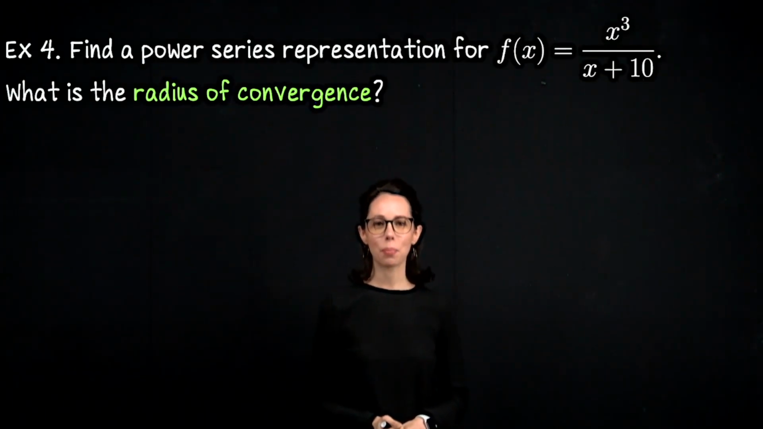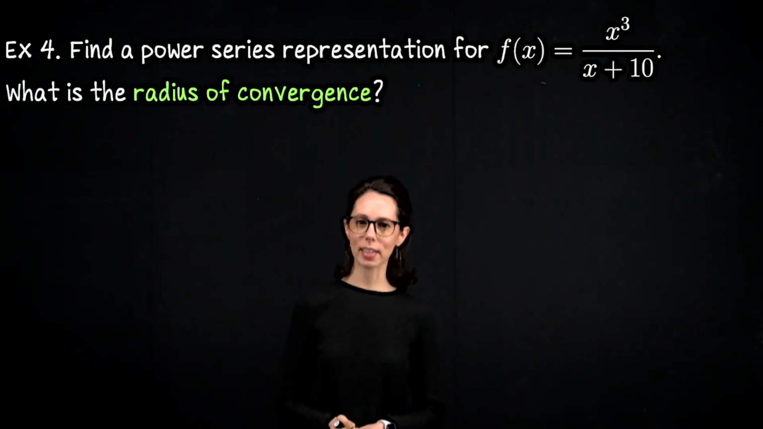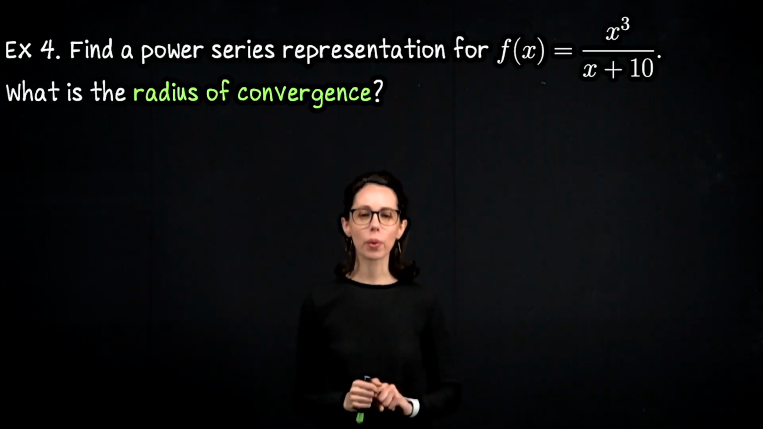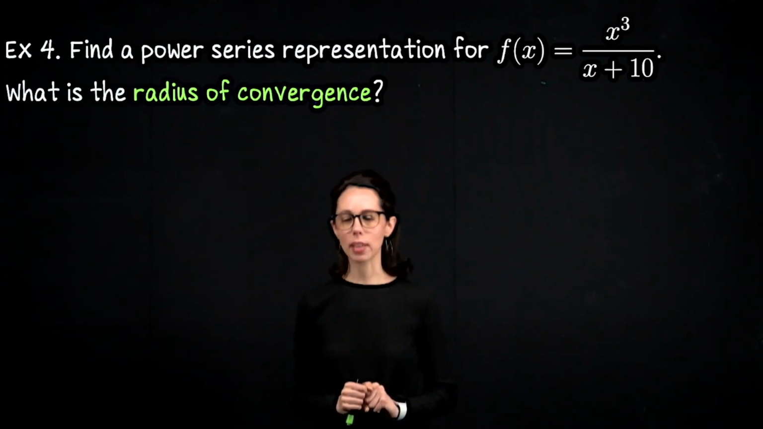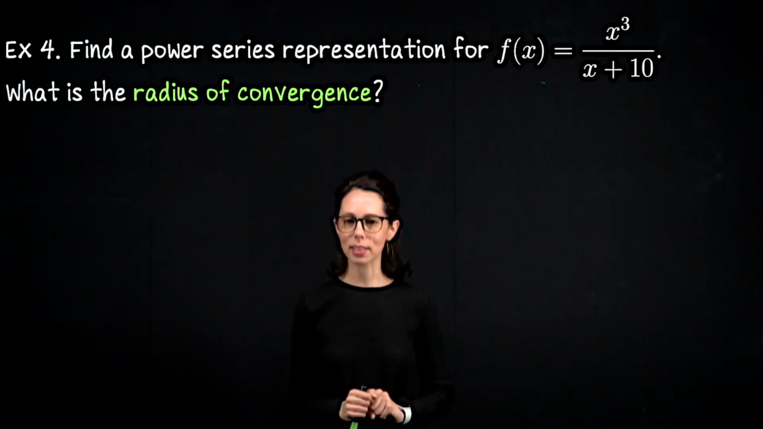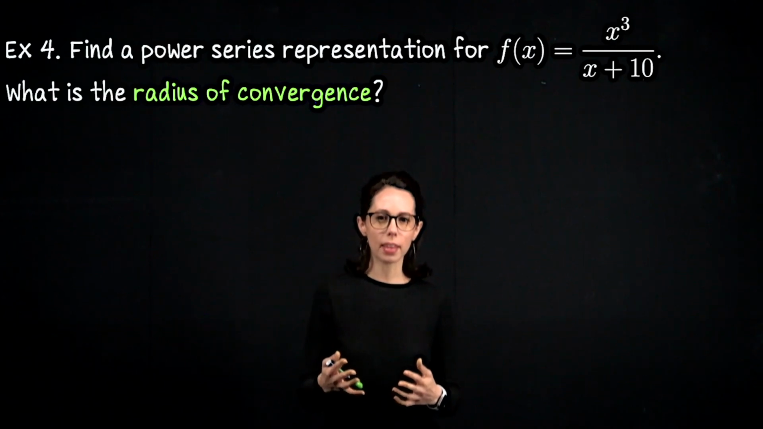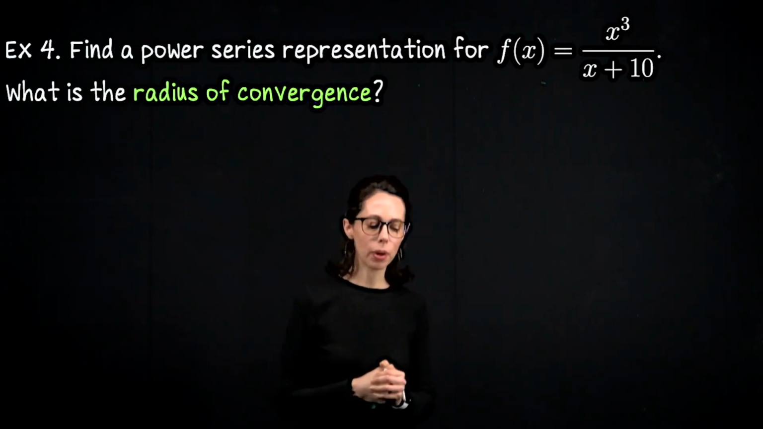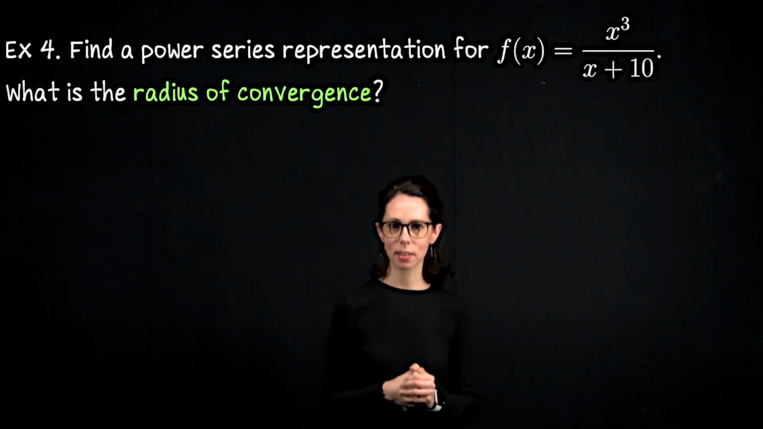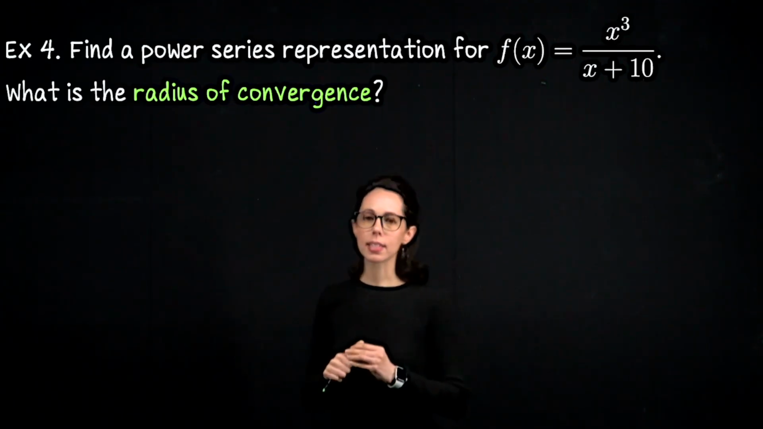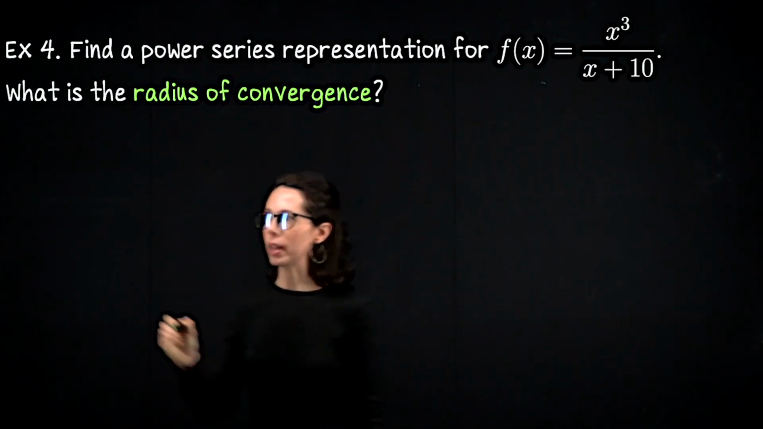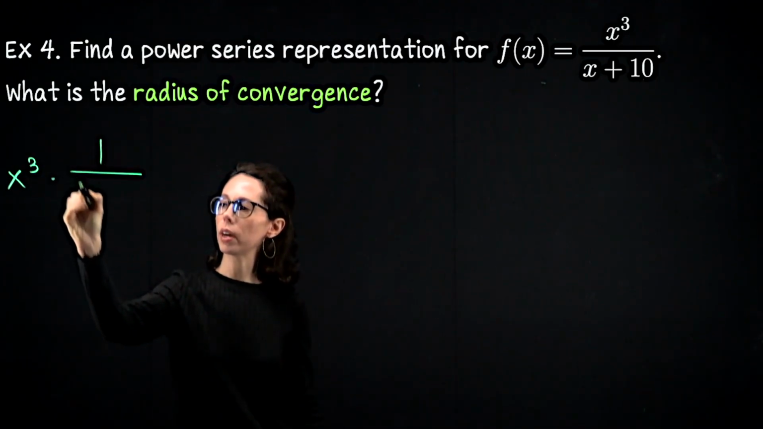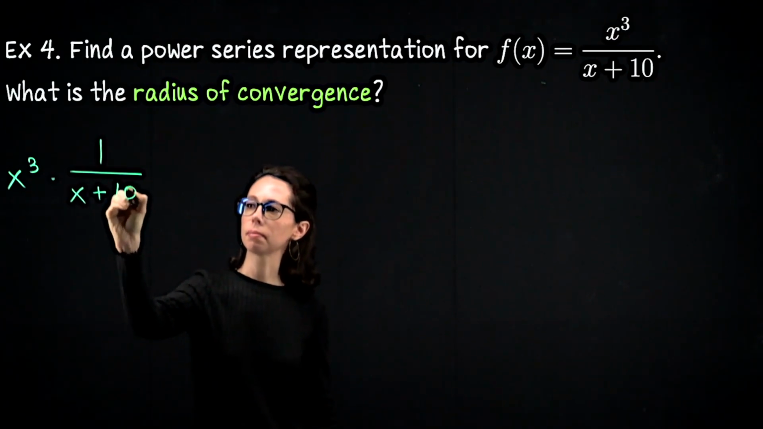For this fourth example, we will see some things that look like techniques we've already done before, but we'll have one new aspect to this computation. So we are looking at the function f of x equals x cubed divided by x plus 10. This feels like something that can be reworked into the form of our classic prototype 1 over 1 minus x. The first step won't surprise you. Let's take that numerator x cubed and pull it out in front. So we'll have x cubed times 1 over x plus 10. Okay, so far so good.